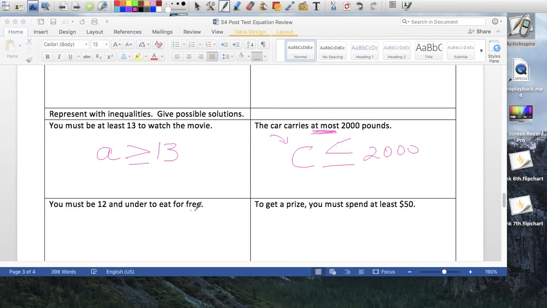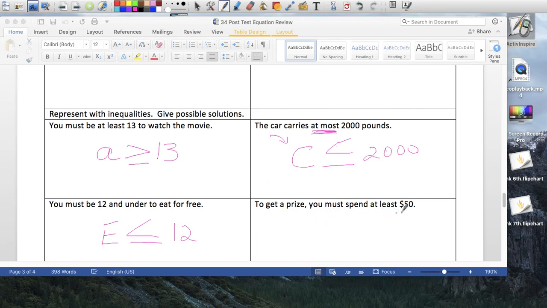You must be 12 and under to eat for free. Tienes que tener 12 o menos para comer gratis. Entonces, to eat for free, you must be 12 and under. So here's, tienes que tener menos de 12 o igual a 12.